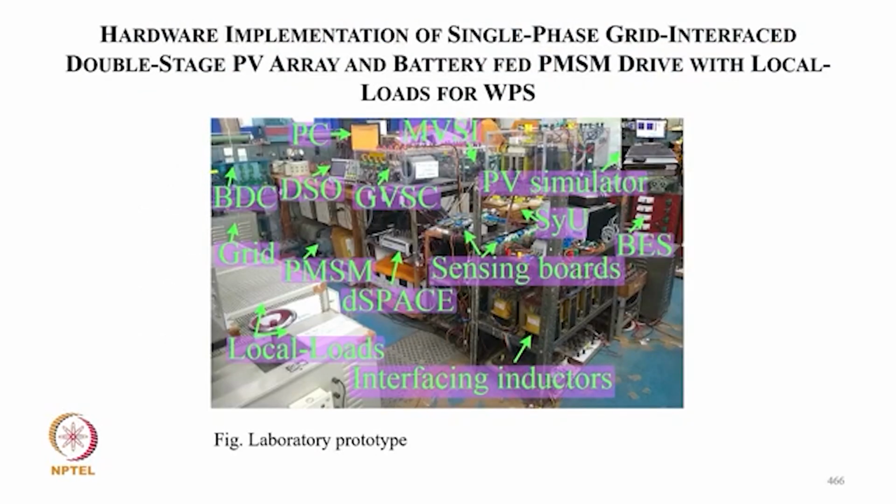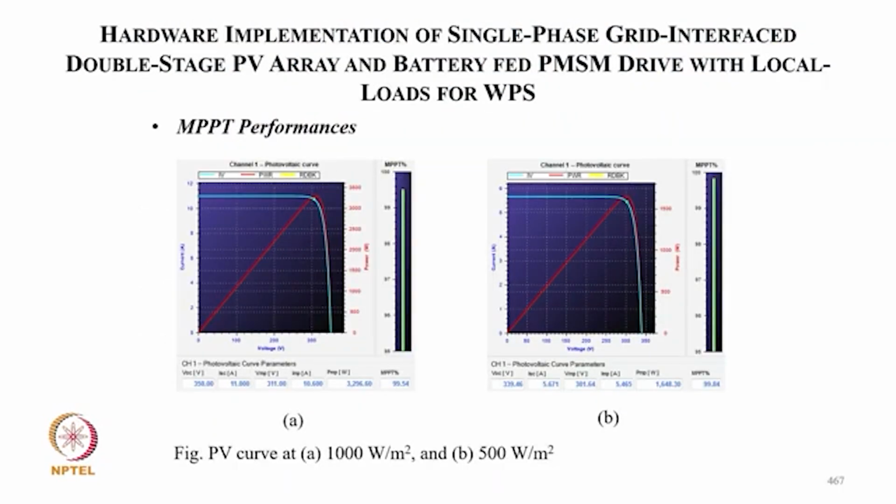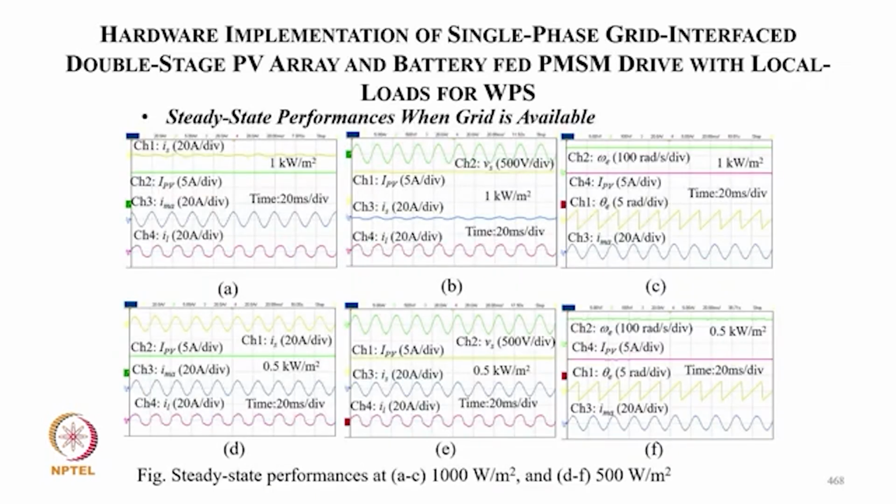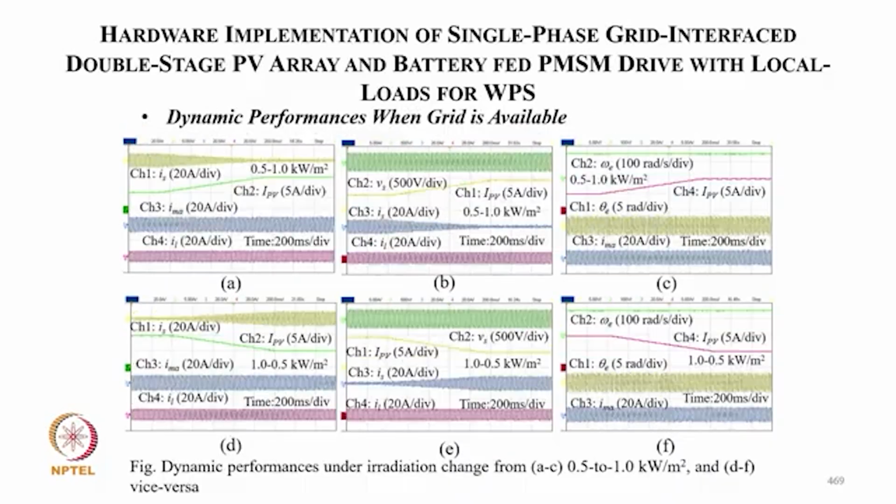So these are, of course, the experimental setup, and these are the MPPT performance correspondingly for 1000 watt per meter square, 500 watt per meter square. These are the performance: supply current, PV current, motor current, and the load current, and then the position, then the load voltage, load current, and all performance parameters.